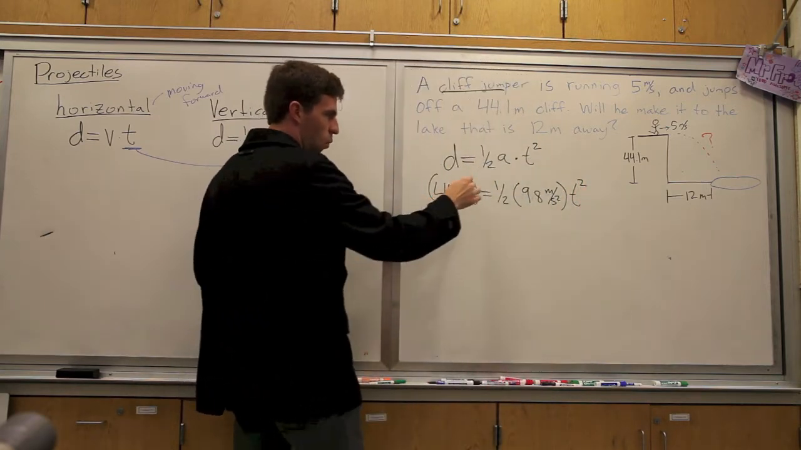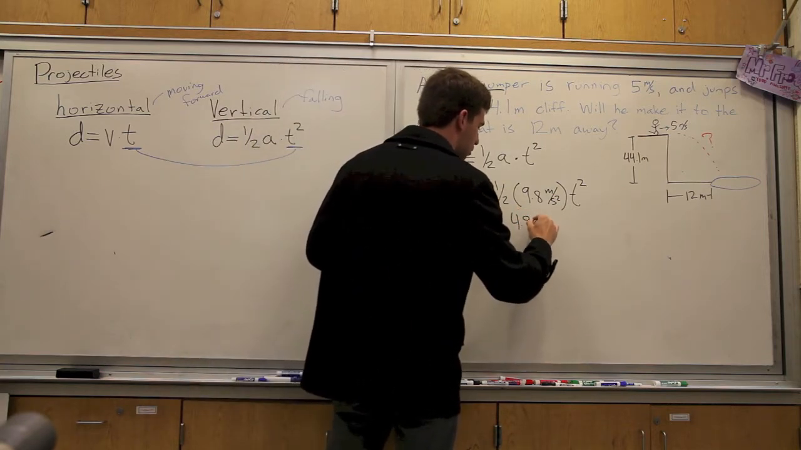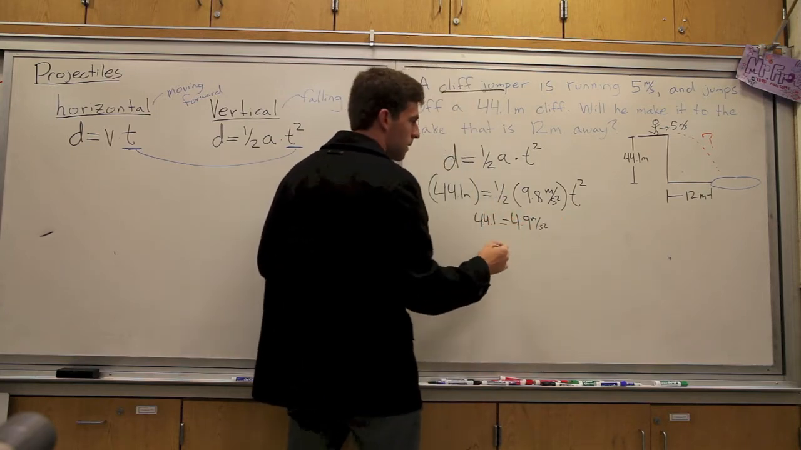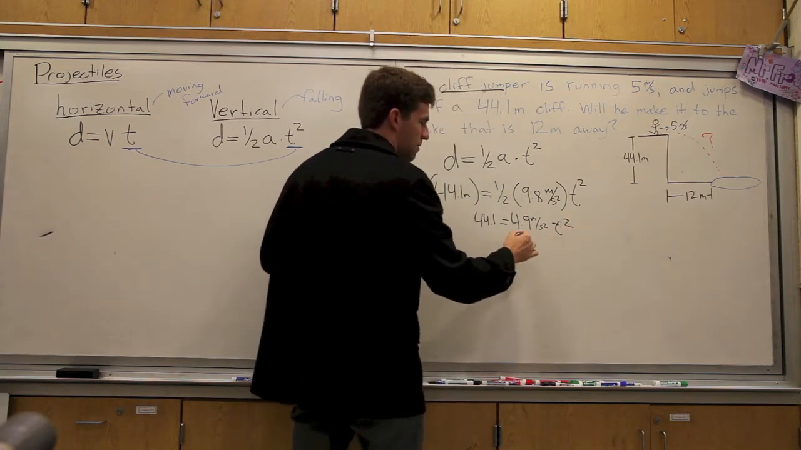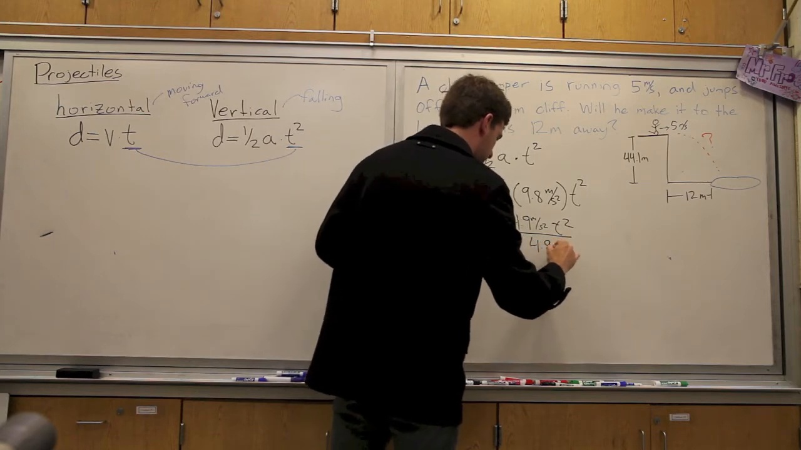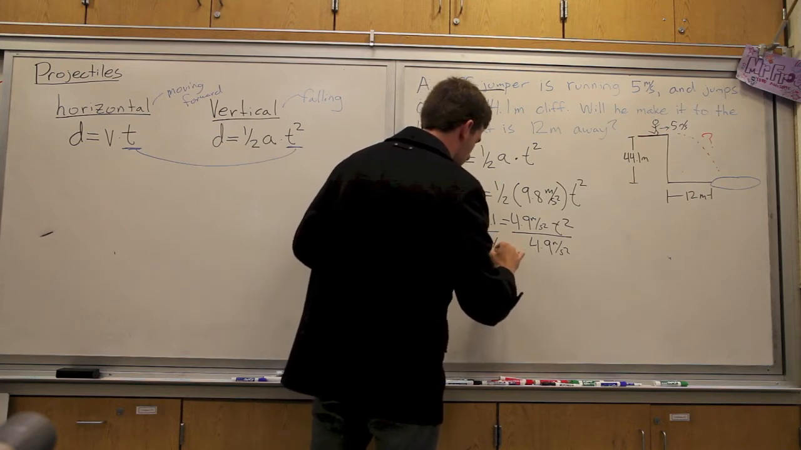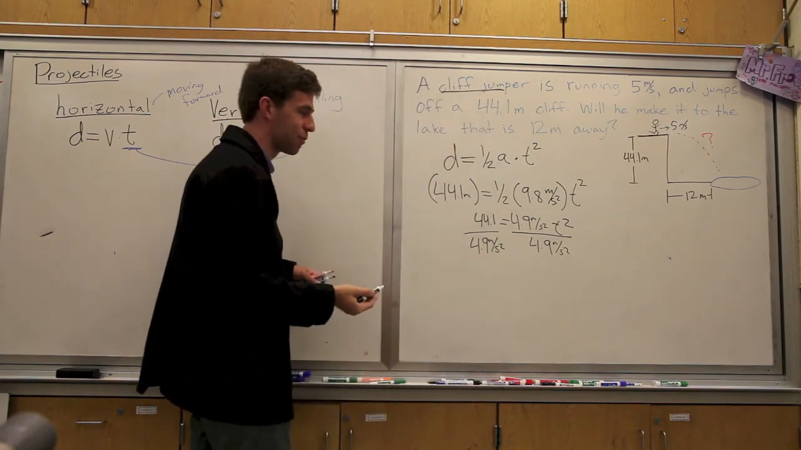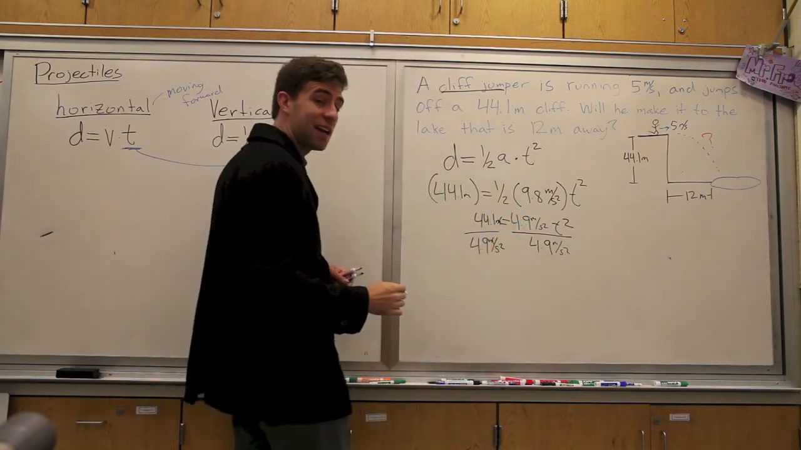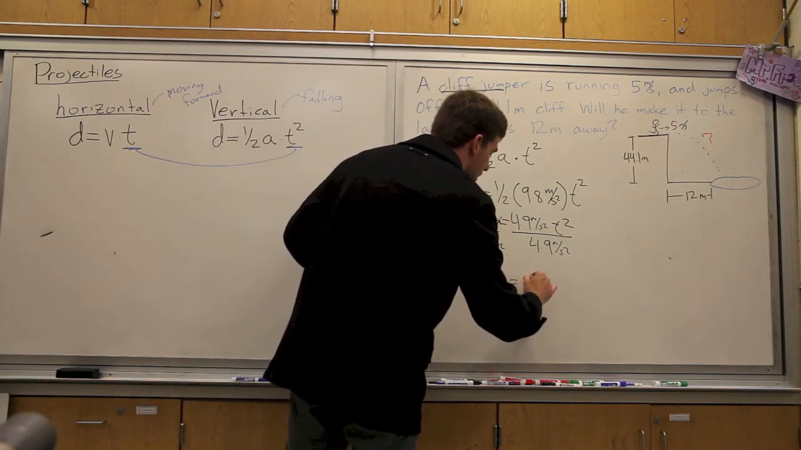So 1/2 of 9.8 is 4.9. I'm just going to do that step right away. 44.1 meters is equal to 4.9 meters per second squared times t squared. Now I'm going to divide by 4.9 on both sides to get t squared by itself. And when you do that, you'll find that it works out very nicely for us. Meters cancel here, and you're going to end up with 9 seconds squared is equal to t squared.